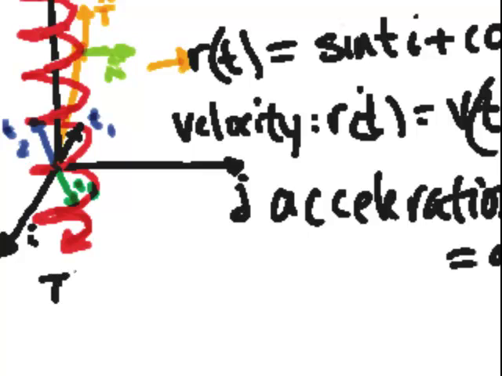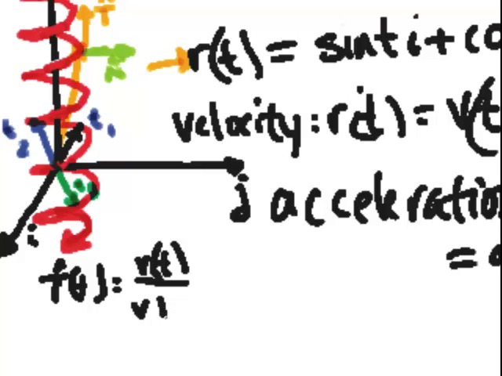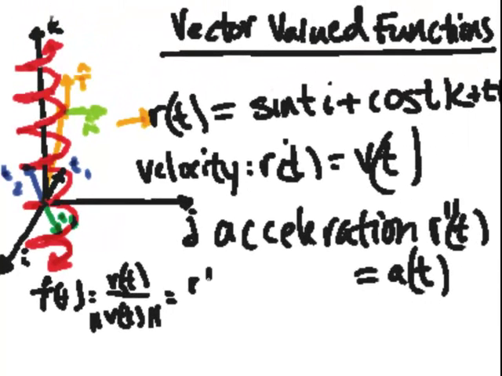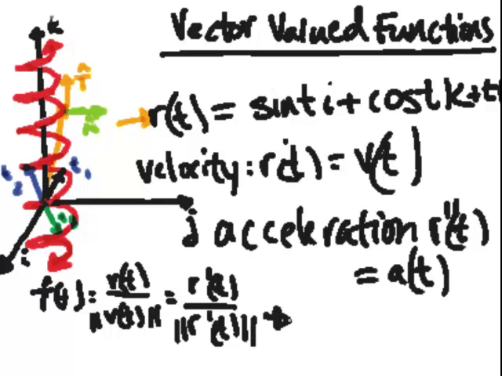Your t hat equation is going to be just the derivative of your position, in other words the velocity, over the magnitude of the velocity. And if you're given a specific t value, you can then plug in after you find these things, which is the same thing as r prime of t over magnitude of r prime of t. Okay, so that was the tangential vector.